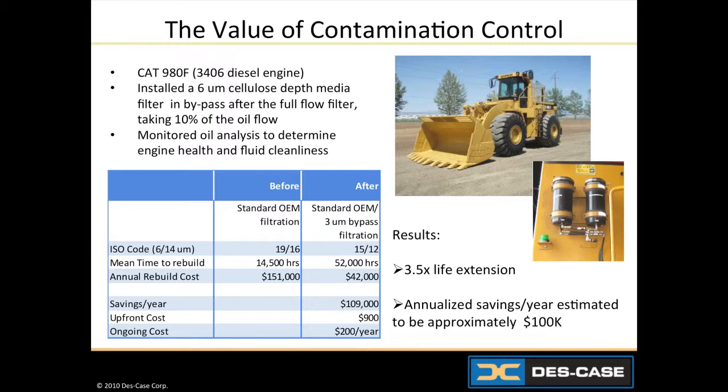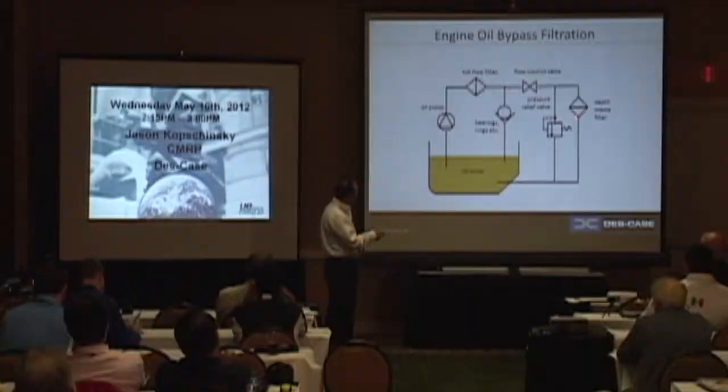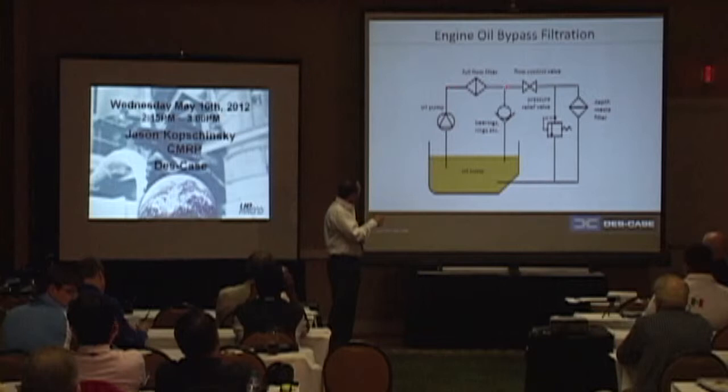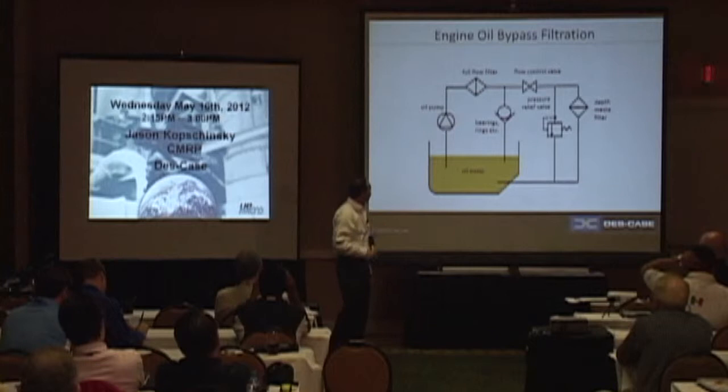Because there's a cost to overhauling and doing repairs on a system like this. This is a very small diesel engine, a small loader, a Cat 980F. Actually, this was a 3 micron cellulose depth media filter, in a bypass system taking 10% of the flow. So if we go back, this is really all that system is: a flow control valve, we take 10% as a slipstream, it goes through a depth media filter, and it's got a pressure relief valve just in case this plugs before it's changed.